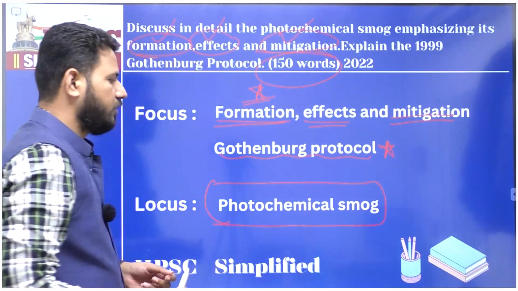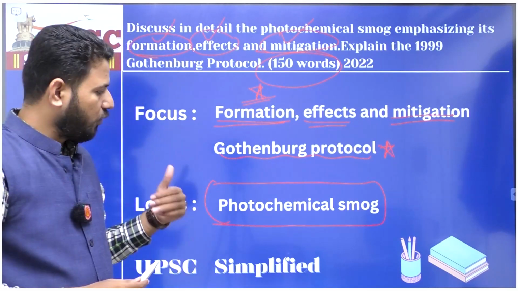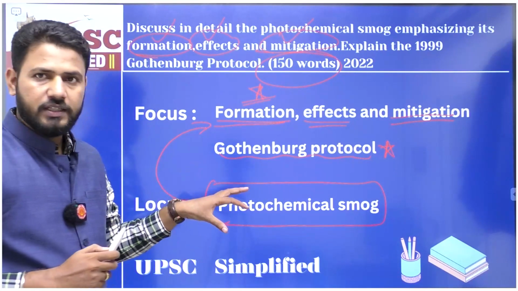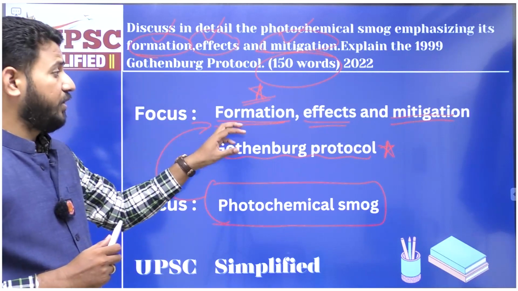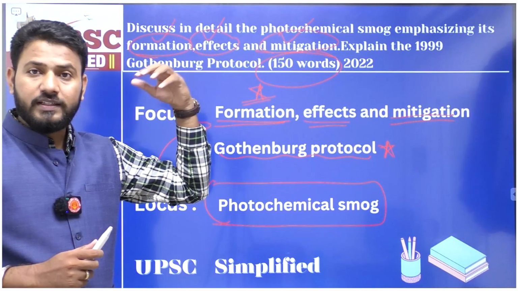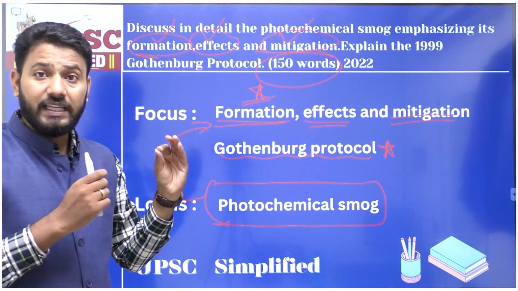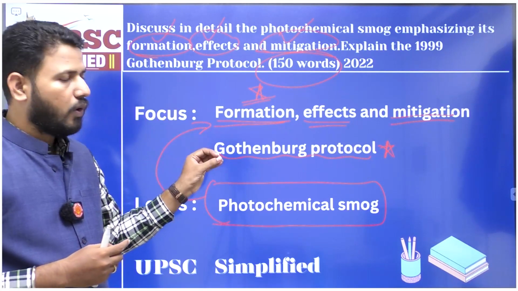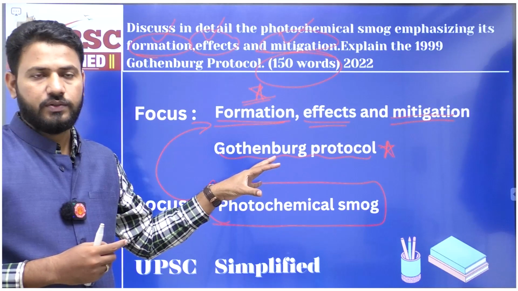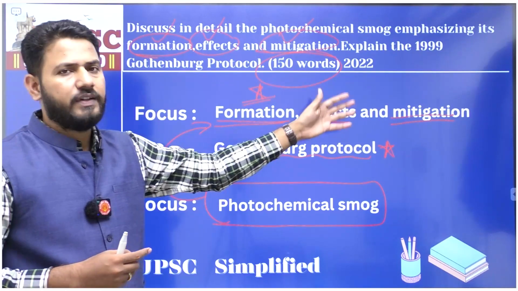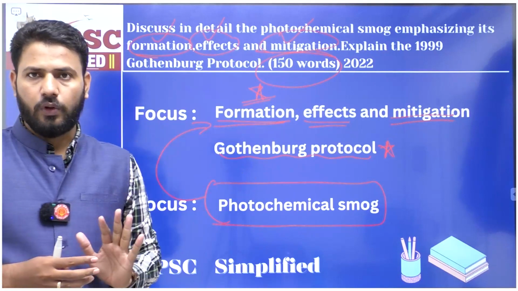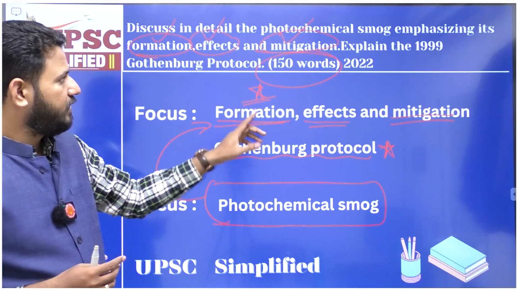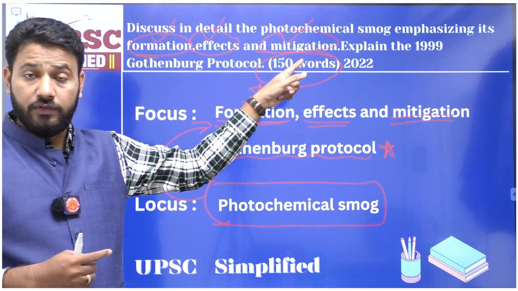Now, what most students tend to do is they keep on writing about photochemical smog. We don't have to forget that what about photochemical smog is required in the answer is only formation, effects, and mitigation. What is different about this question is that it is easy to decode the focus. You just cannot go wrong in approach for these questions, right? Because it is straightforward. It wants to know the formation, effects, and mitigation, and also the Gothenburg Protocol. So first try to understand the locus and focus, because if you don't understand this, you're going to miss the word limit, and which is going to cost you.